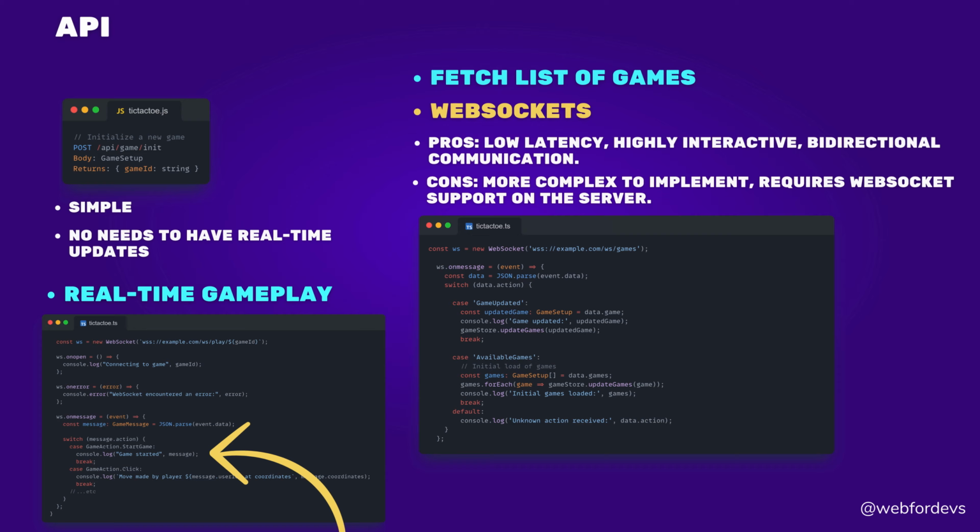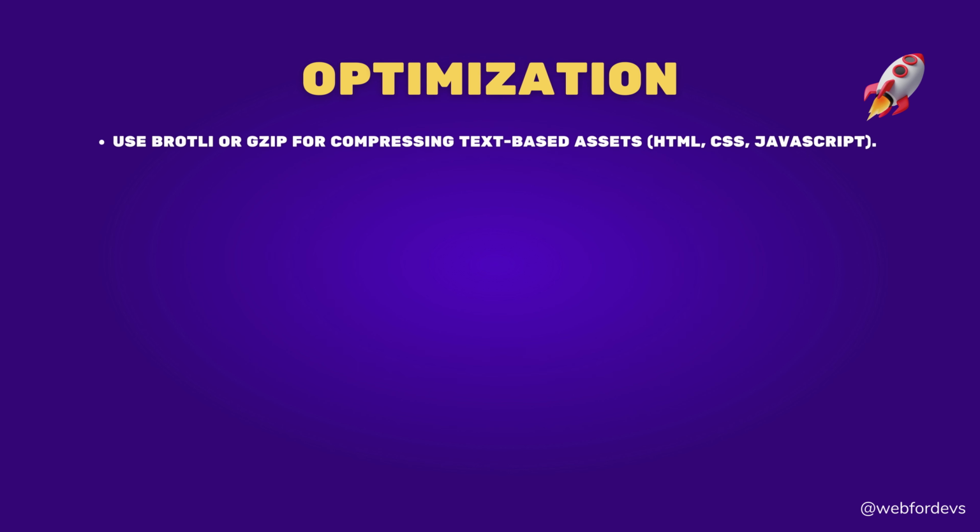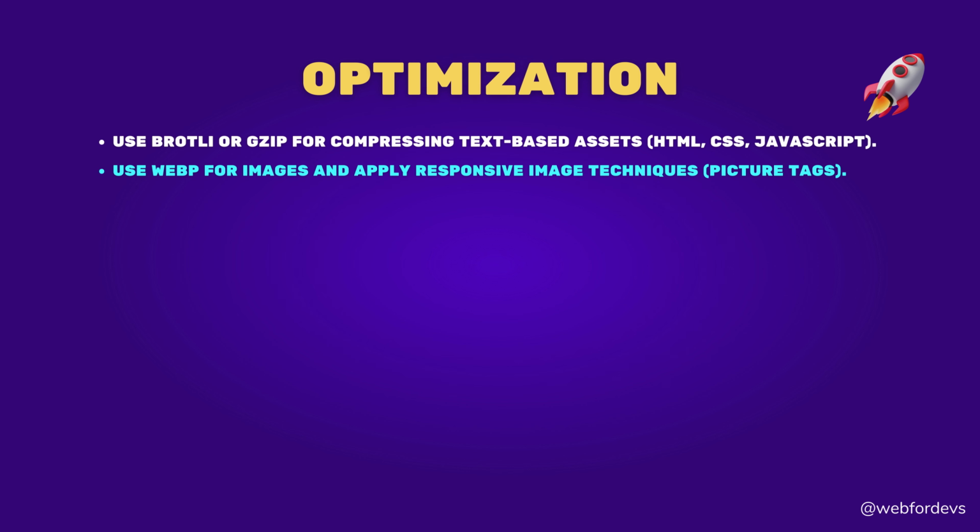The next topic is optimization. So, what are we going to do here? We can use Brotli or gzip for compressing text-based assets: HTML, CSS, JavaScript. We can use Brotli for modern browsers and gzip for older browsers. Because we are using different images, don't forget to use WebP and apply responsive image techniques using the picture tag.